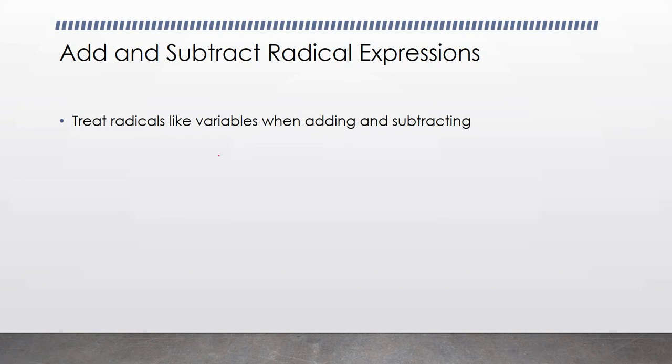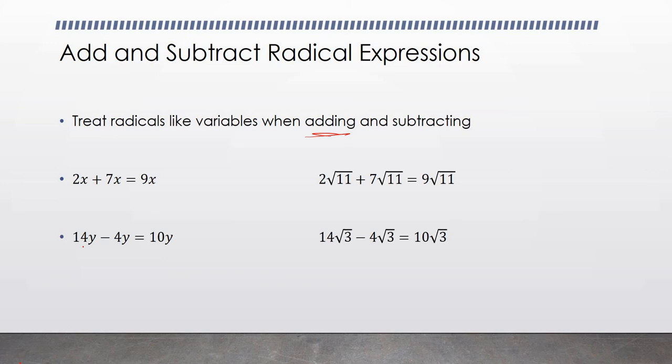We're going to treat radicals like variables when we're adding and subtracting. In other words, 2x plus 7x is 9x. In the same way, 2 radical 11s plus 7 more radical 11s are 9 radical 11 pieces. So you notice that the variable doesn't change, the radical doesn't change, we're just adding like terms by adding the coefficients. The same thing happens with subtraction.